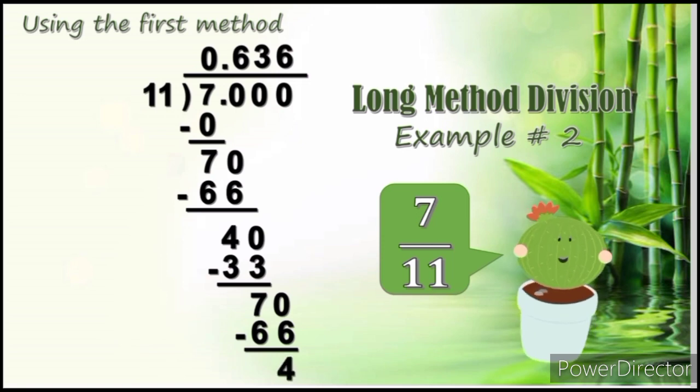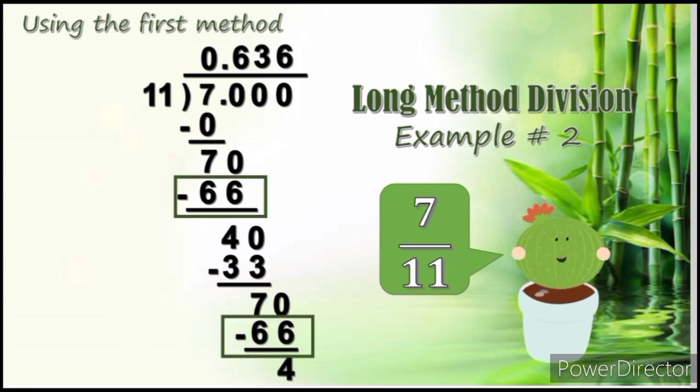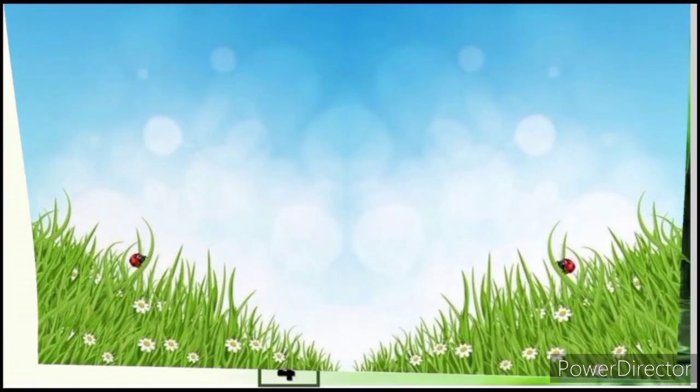Now, what have you noticed? Negative 66, negative 66, then 40, and 4 or 40. There is a repetition. So you have to add 3 dots, meaning 6 and 3 repeating decimals.